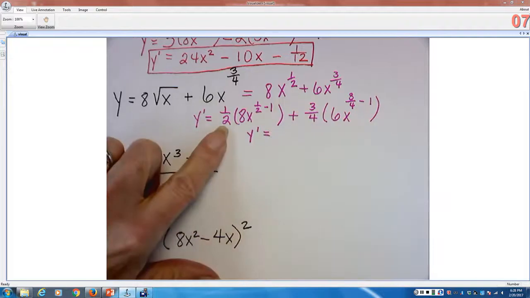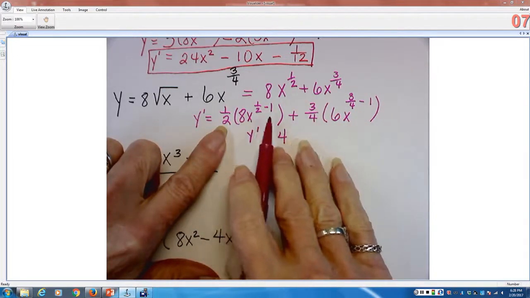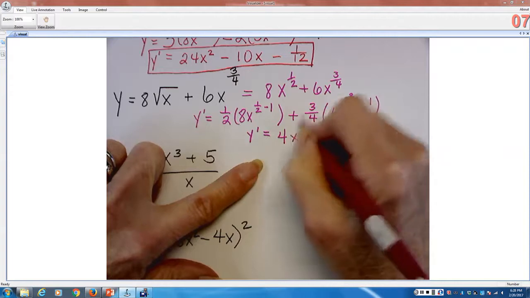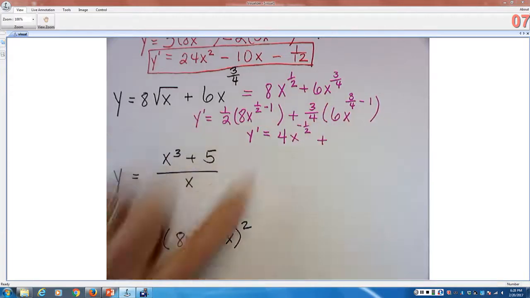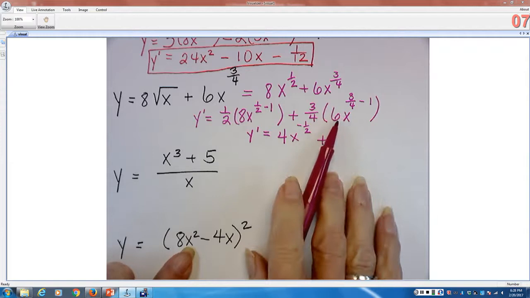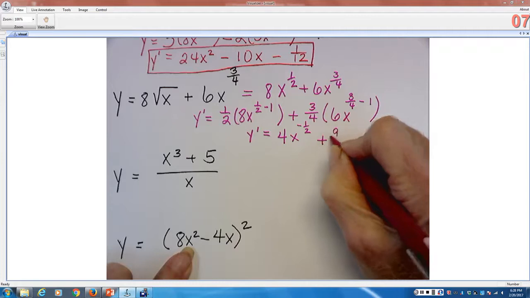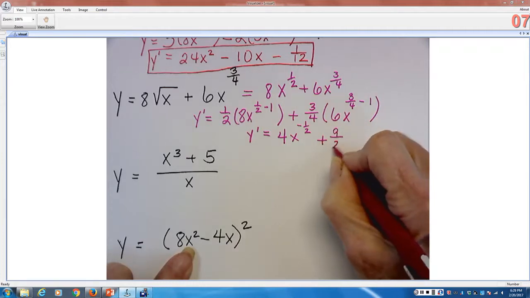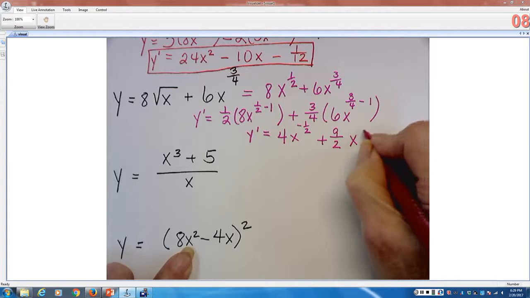So then y prime is going to be 1/2 times 8 is 4, and 1/2 minus 1 is a negative 1/2. Plus 3/4 times 6 is going to be 18 over 4 or 9 over 2. You can use either one. X, and 3/4 minus 1 is negative 1/4.